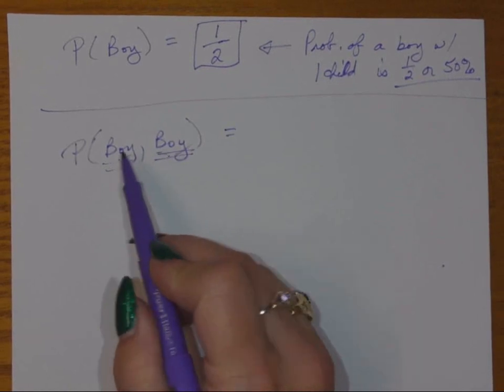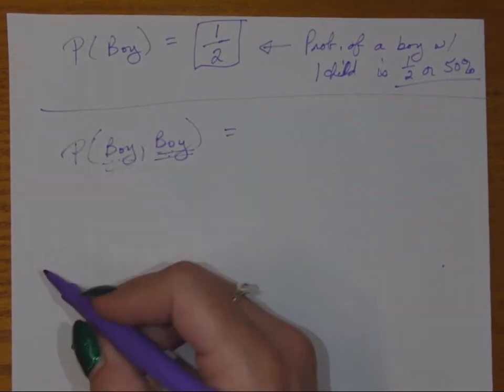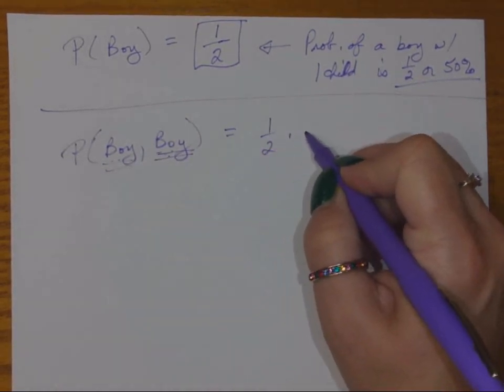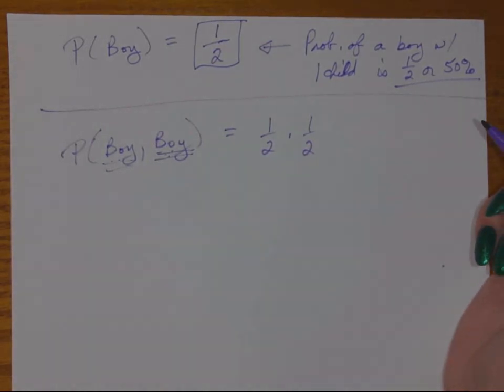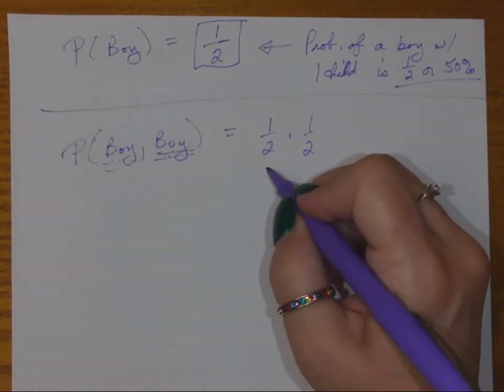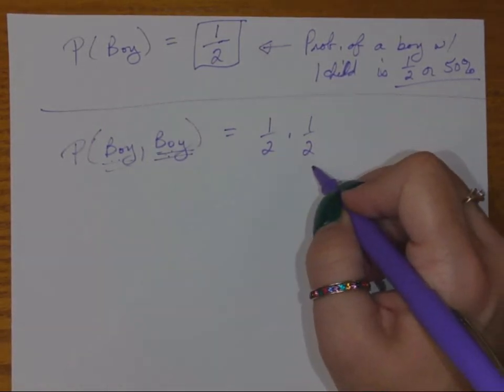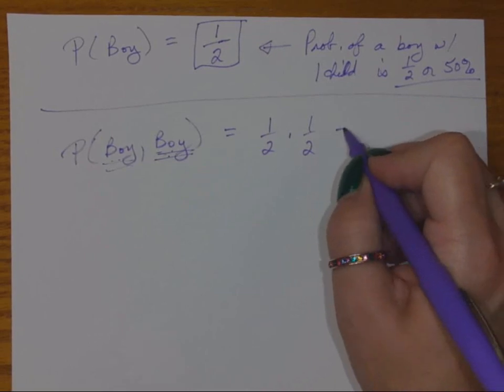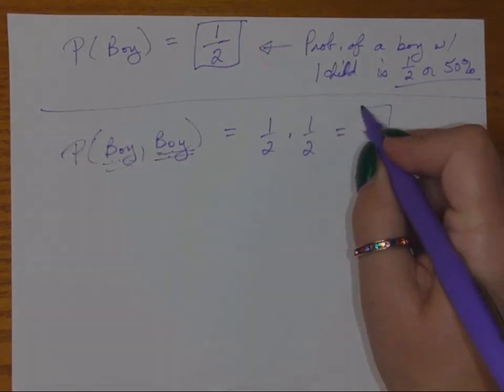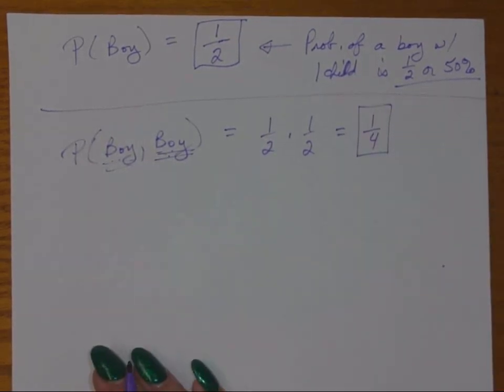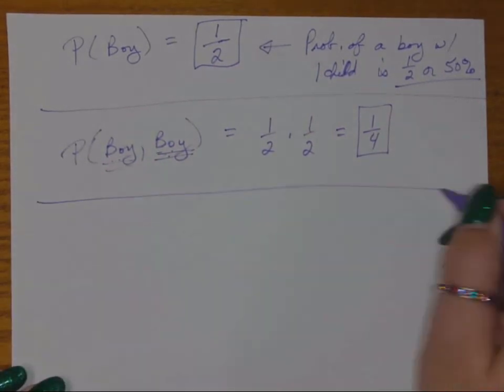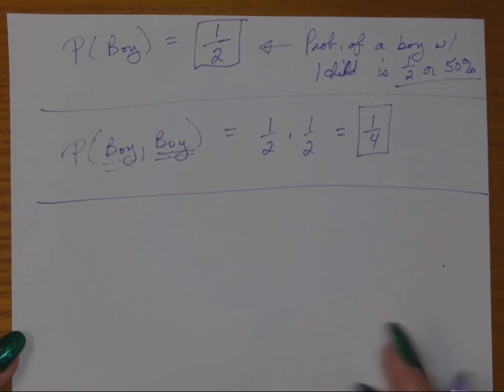So what's the probability that Susie Q will have 2 boys? Well, it's 1/2 times 1/2, right? Because the probability of the first boy is 1/2. The probability that the second child will be a boy is 1/2. So that's 1 in 4. She's got a 1 in 4 chance of having 2 boys if she has 2 children. So there's lots of different options going on there.